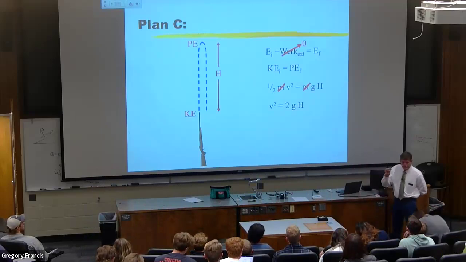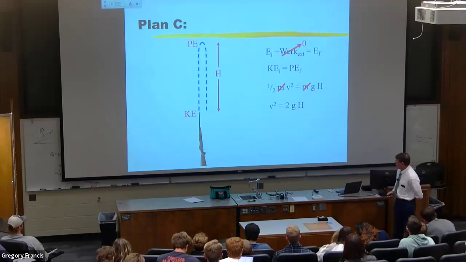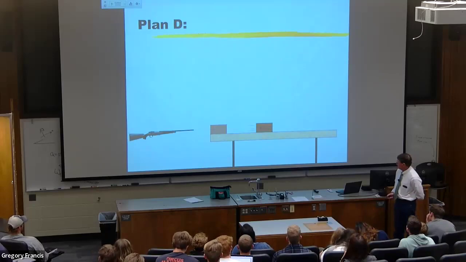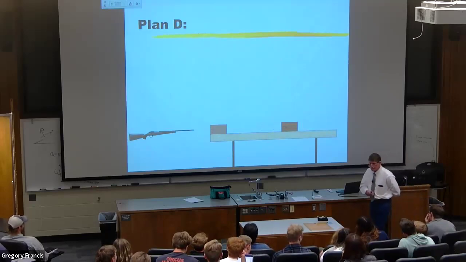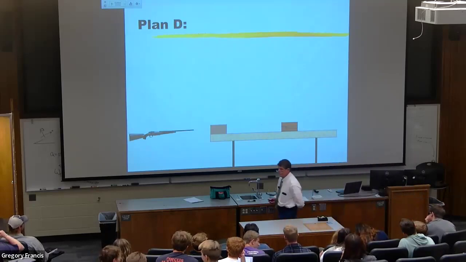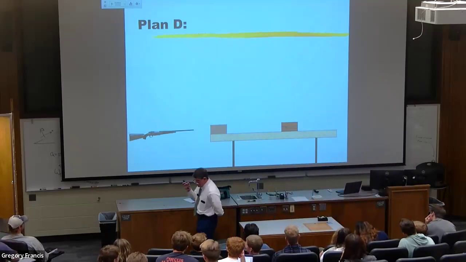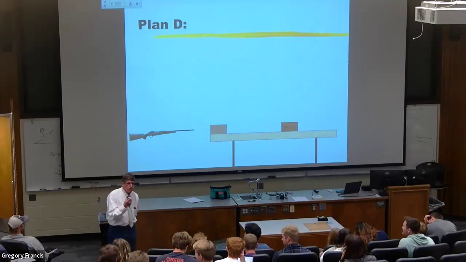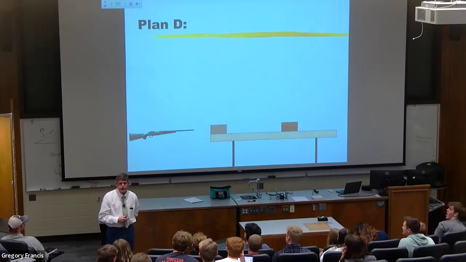But that's not the way they do it down at FBI headquarters. They do it something more similar to this, where we fire the gun into a block and we let it slide across some rough surface. Okay. Now, in that collision between the bullet and the block, what's conserved? Energy or momentum?